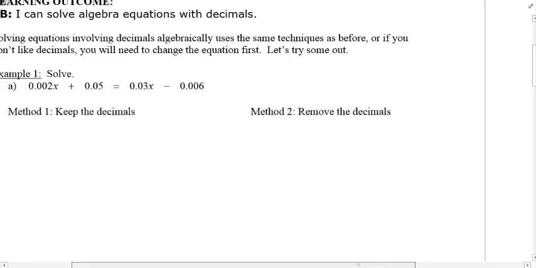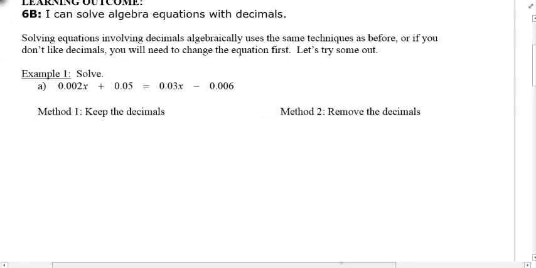Okay, here's example number 1. Scary equation here. But let's just keep the decimals. So, by keeping the decimals, I'm going to ask you, do you want to have the variables x on the left side or the right hand side? That's the first thing you need to choose. I'm thinking the decimal on the left hand side is smaller, and so having a smaller decimal means it's probably best to get rid of that one so that our answer remains positive. So I'm going to subtract 0.002x on both sides. Don't be afraid to use your calculator if you don't like these decimals.